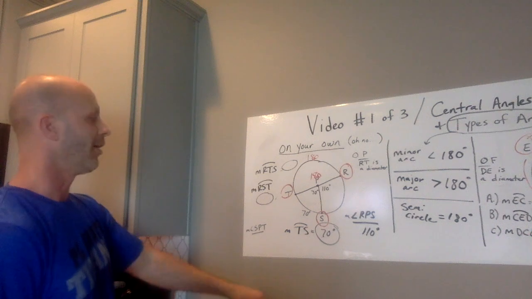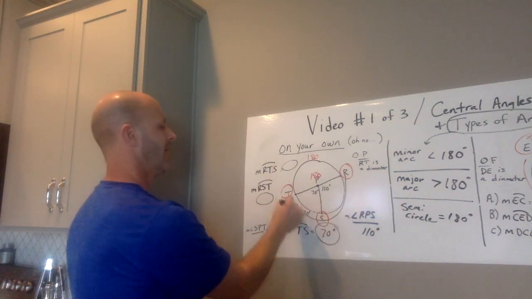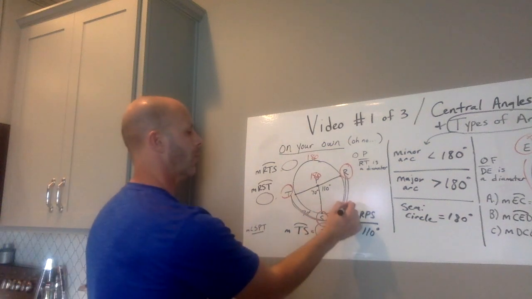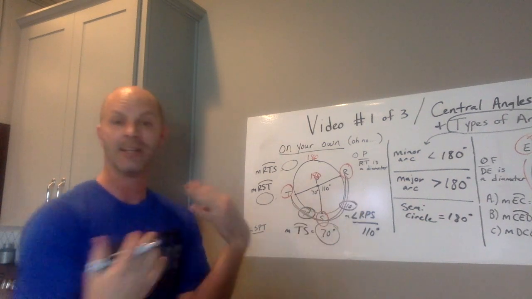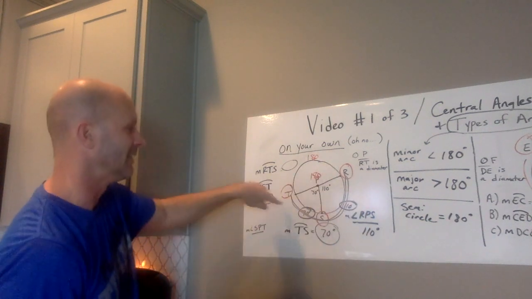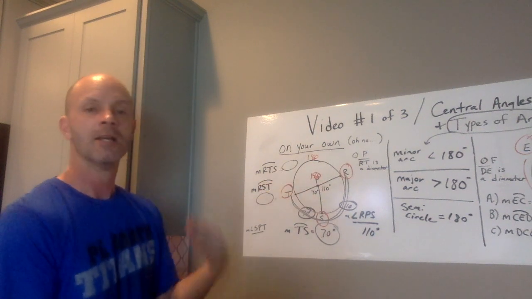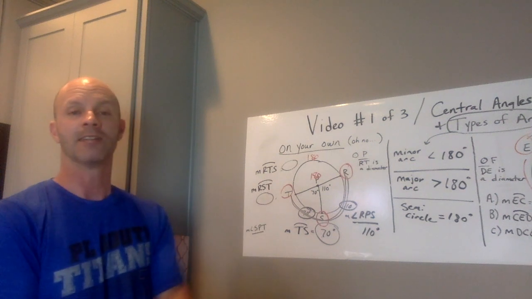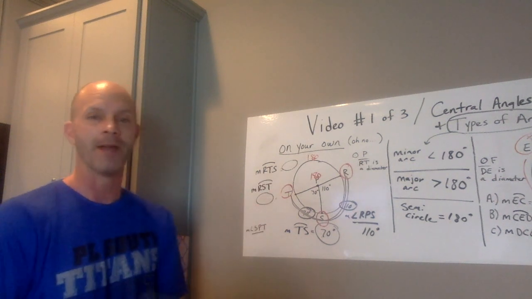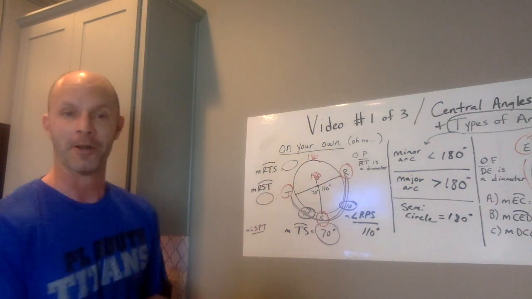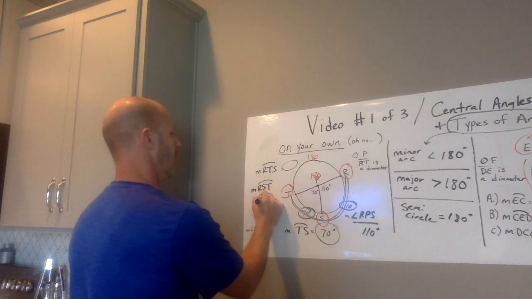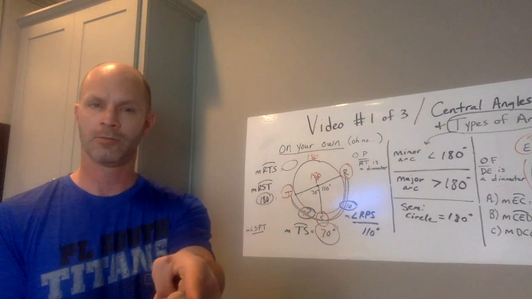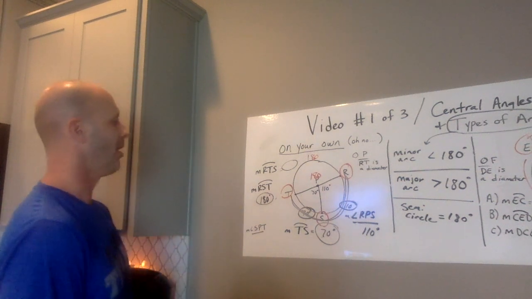Okay. Next one, RST. Well, I'm going to have to add these two together. I've got 110 and 70. That's 180. You can actually see, remember, it's half of the circle because it's the diameter. It's just that intercepted arc that's being subtended from that. So what that means is it's 180 degrees. What do we call that again? That is a semicircle.